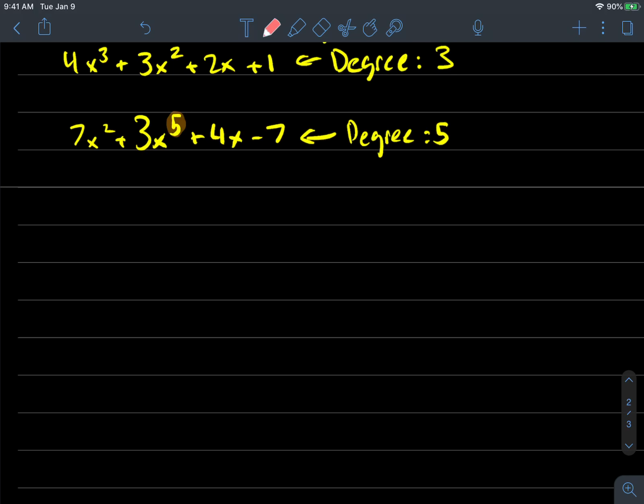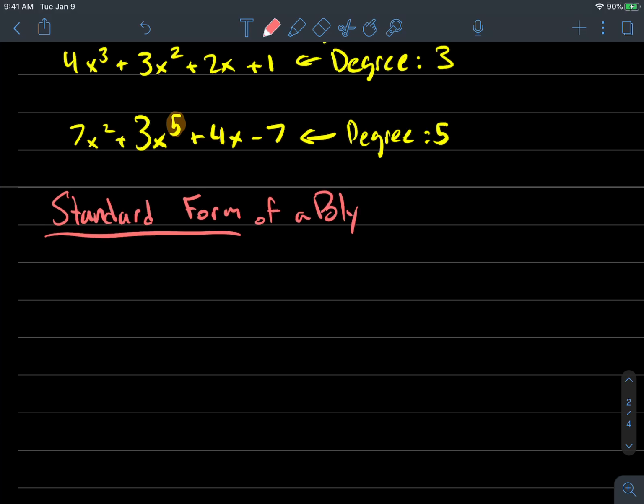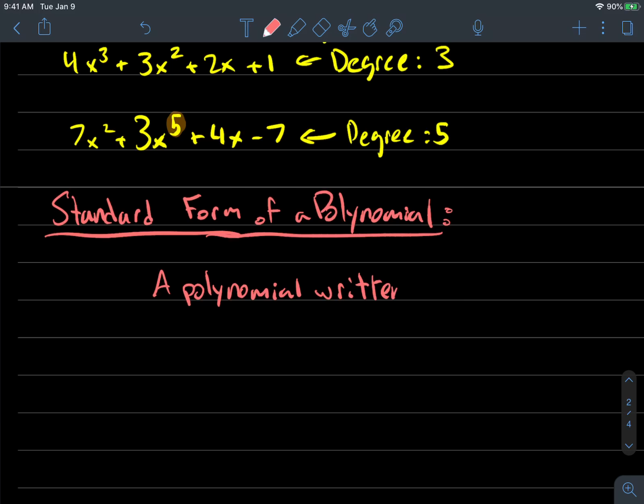So the next term we're gonna go over is standard form of a polynomial. Basically, standard form is a polynomial written in descending order of degree.